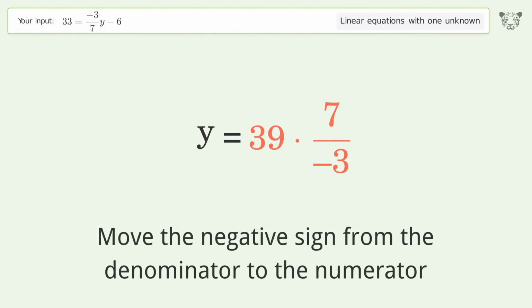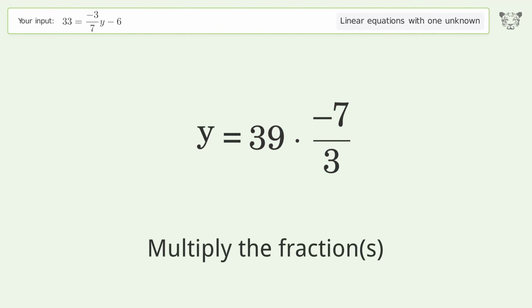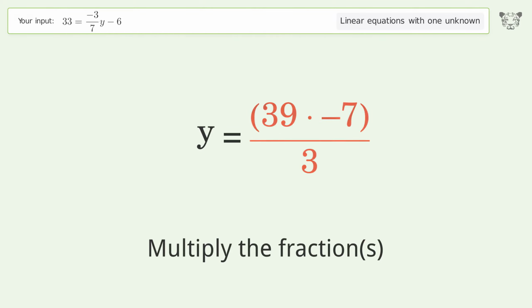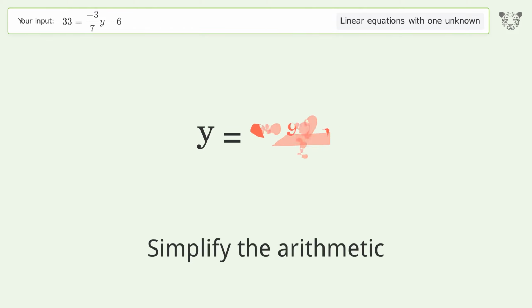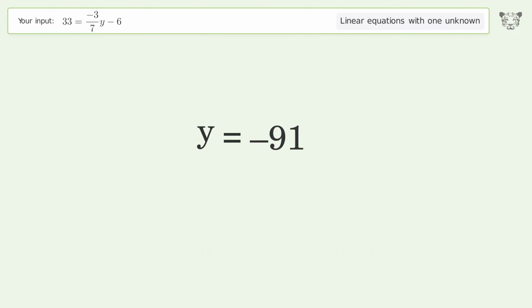Move the negative sign from the denominator to the numerator. Multiply the fractions. Simplify the arithmetic. And so the final result is y equals -91.